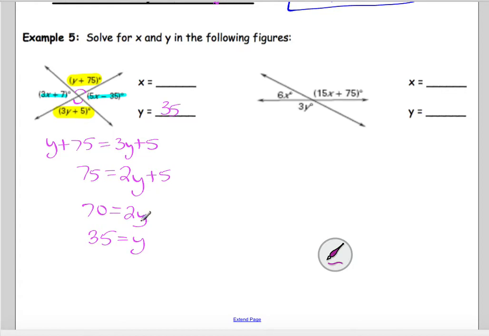To get the x value, we're going to set these pieces with the x's equal to each other. So 3x plus 7 equals 5x minus 35. And then we'll solve that. So I'm going to subtract 3x from both sides. Will give me 7 equals 2x minus 35. Add 35 to both sides to get the 2x alone. That'll give you 42 equals 2x. And then dividing by 2, 21 is x. So now we have our x and our y. So those used vertical angles.